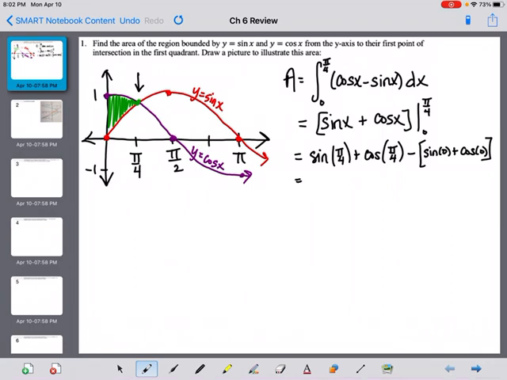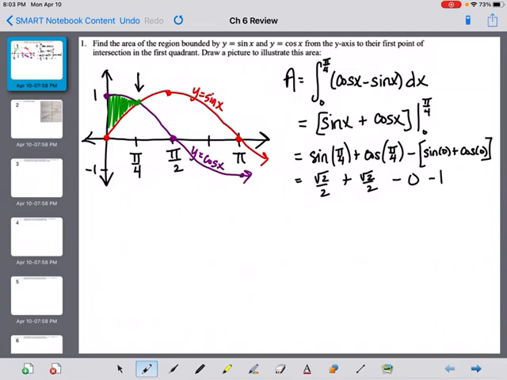All right, and then we know that sine of pi over 4 is square root of 2 over 2, and cosine of pi over 4 is square root of 2 over 2. And then sine of 0 is 0, and cosine of 0 is 1. When I distribute the negative, that's going to become a -1.